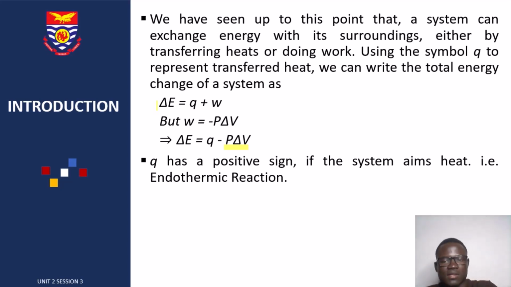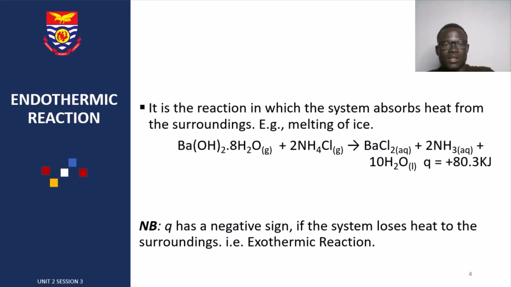Q has a positive sign if the system gains heat, that is an endothermic reaction, and a negative sign when the reaction is exothermic. Now, what is actually an endothermic reaction? It is a reaction in which the system absorbs heat from the surroundings. Taking for instance the melting of ice, definitely the system will have to absorb some energy to break the bonds holding the ice together. So you realize that Q will have a negative sign if the system loses heat to the surroundings, that is exothermic, and Q will have a positive sign when endothermic.